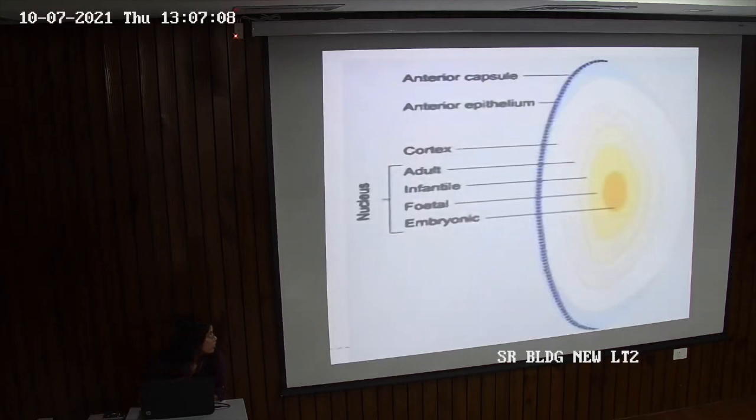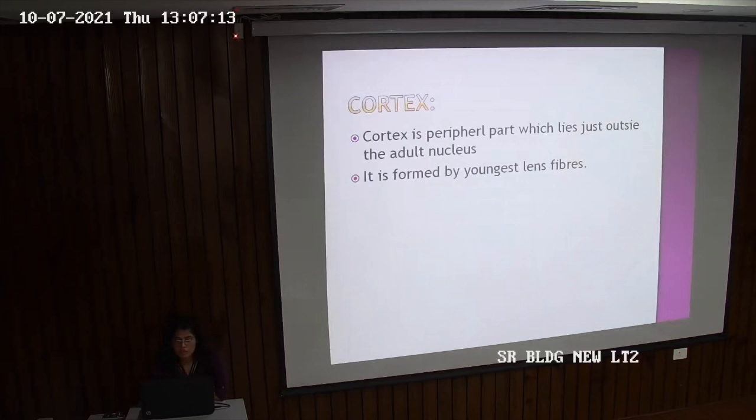This is somewhat a picture. Pictorially I want to show you here how you can see that. Now the cortex is the peripheral part that lies just outside the adult nucleus, and this forms the youngest fibers.